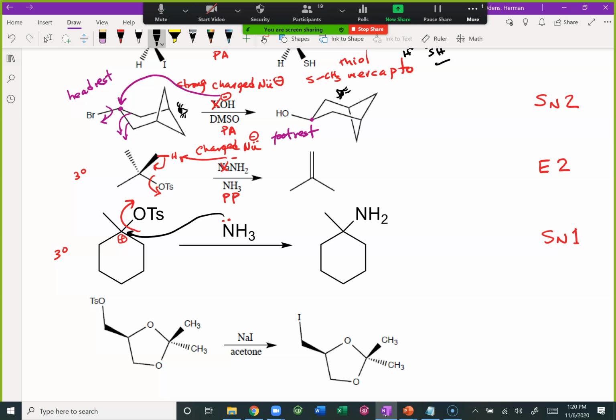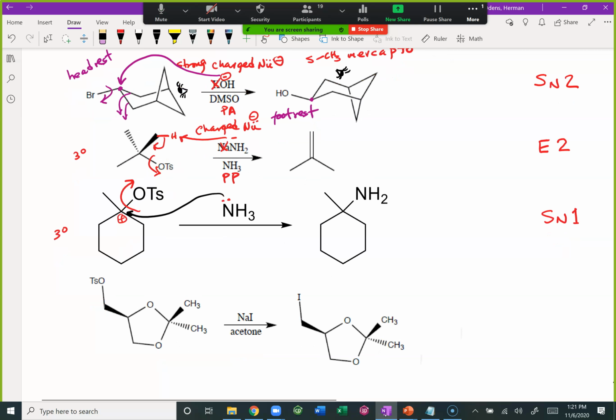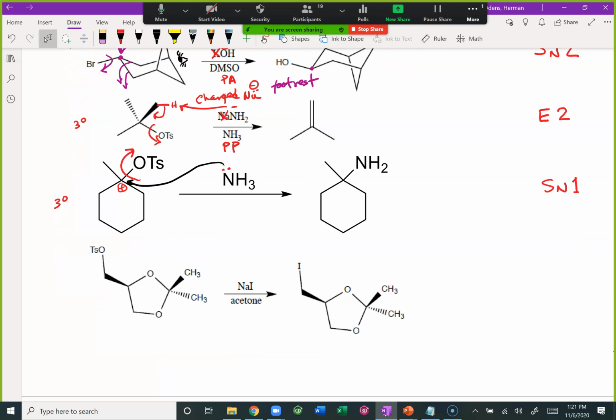All right. And so you make NH3 plus, then the OTs or another ammonia grabs the proton that is there, here, and it turns it into NH2. So this is a pure SN1 substitution reaction. All right. Let's do the next one. And stop me if you have a question.